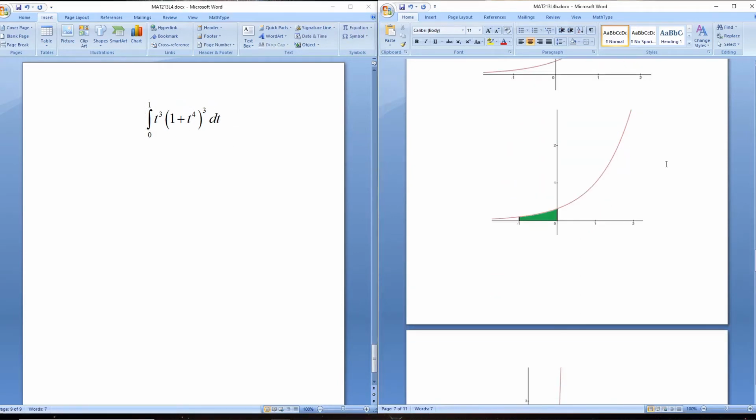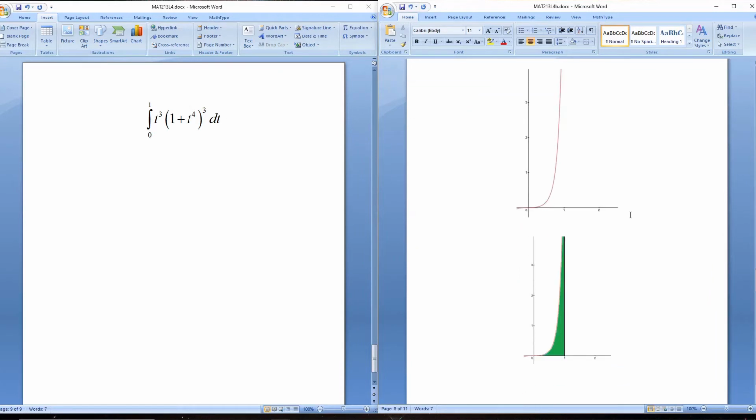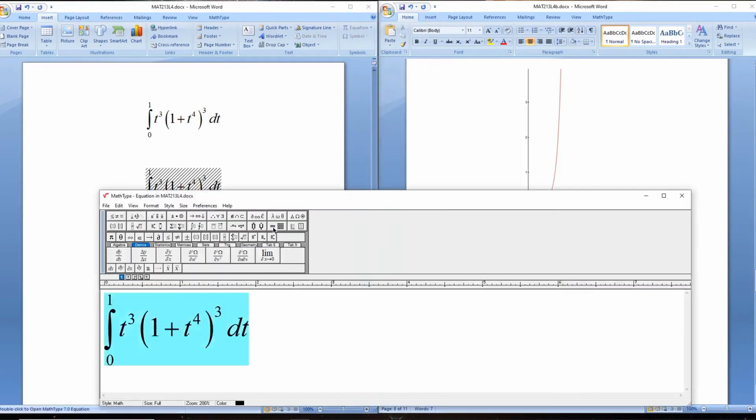So let me just pull up on the right what this new function is. There's the function, and the green area is the area we're trying to figure out. Looking at this, we have 2 polynomials, t cubed and 1 plus t to the 4th. And so we'll choose the polynomial that's largest, that has the highest degree. That's the 1 plus t to the 4th.